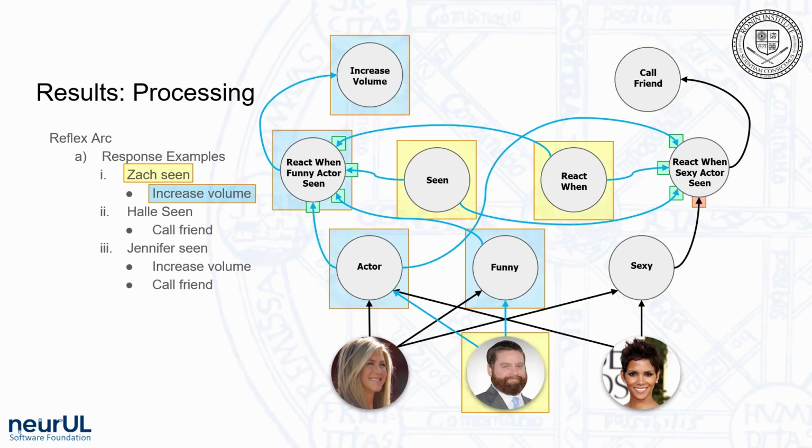Simulating this reflex arc configuration in the spiker component, we can say that if Zach is seen at the same time a reaction is permitted, then the interneuron to the left is fully excited as indicated by the 4 green arrows, thereby spiking the response neuron increase volume. On the other hand, the interneuron to the right is not fully excited since the input neuron sexy was not spiked.